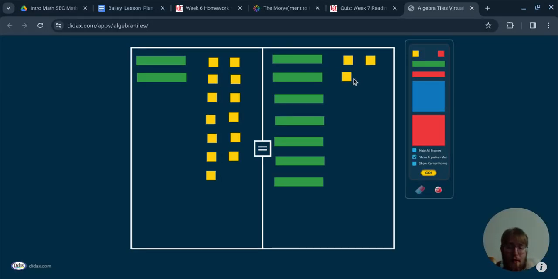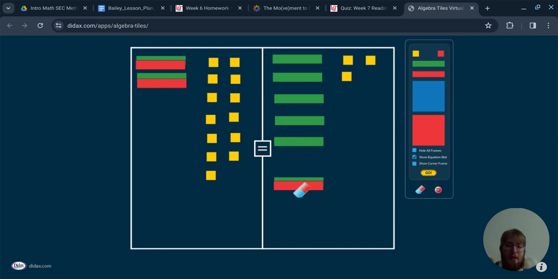So if we want to move these 2 green rectangles over to this side, we have to put red ones with them, and whatever we do to one side, we also have to do to the other. So now, because we put 2 over here, we have to put 2 red rectangles, or in algebraic terms, 2 negative x's on this side. So these 2 x's will disappear on this side.